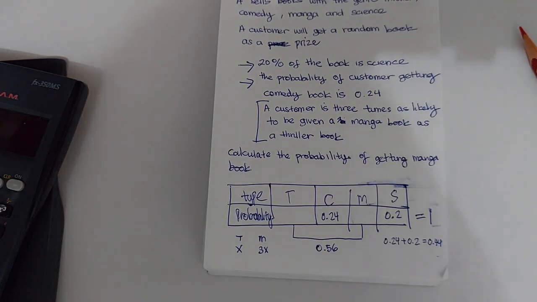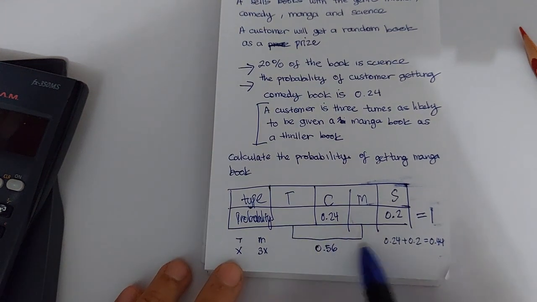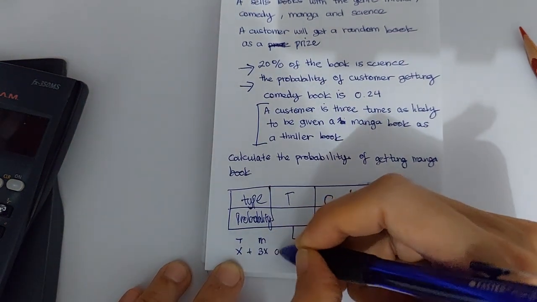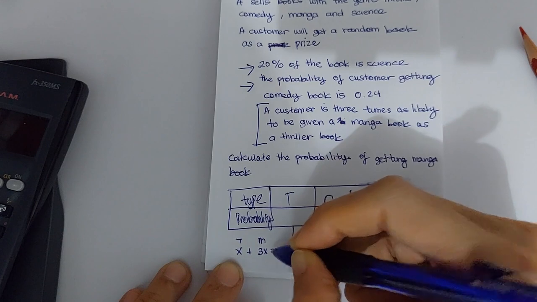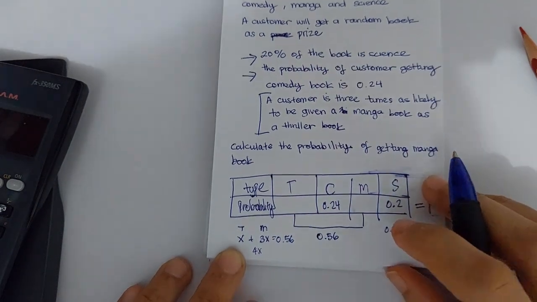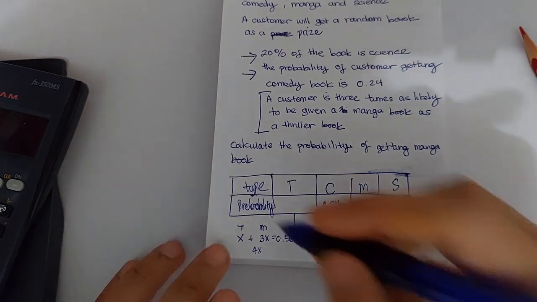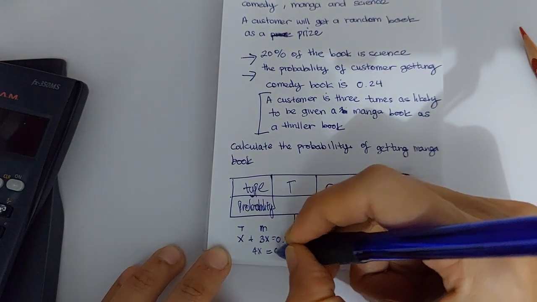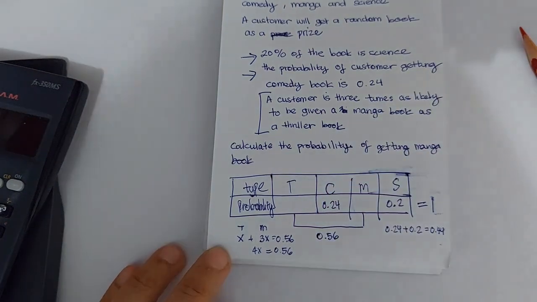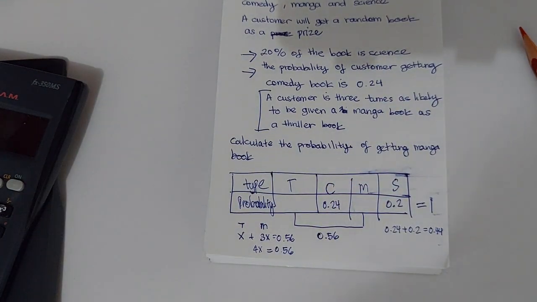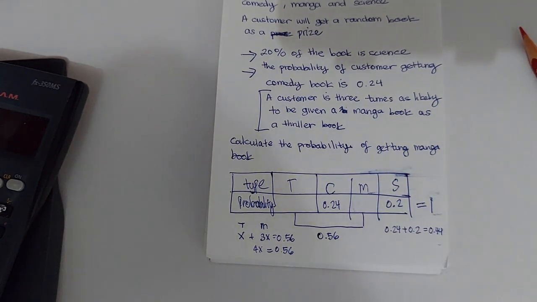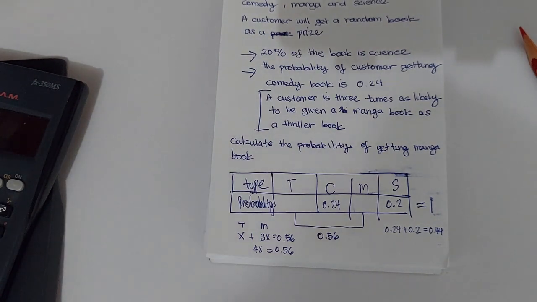I don't know the value of X, but when I add them up, it becomes 0.56. I put the working very random because the space is not enough, but I will try to make it fit on one page. 0.56 is equal to 4X. So what will be the X? You divide all of them by 4. So that one will be what? 0.14.